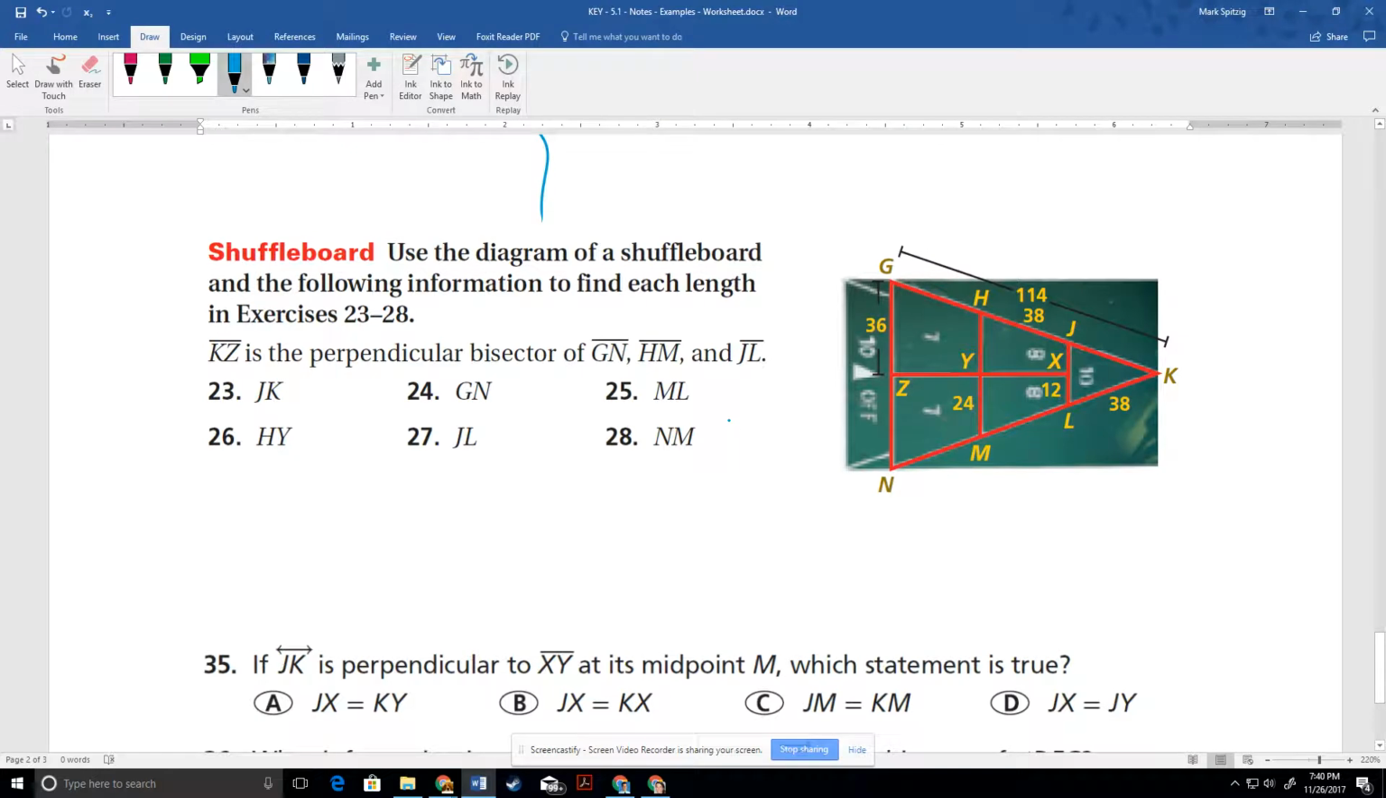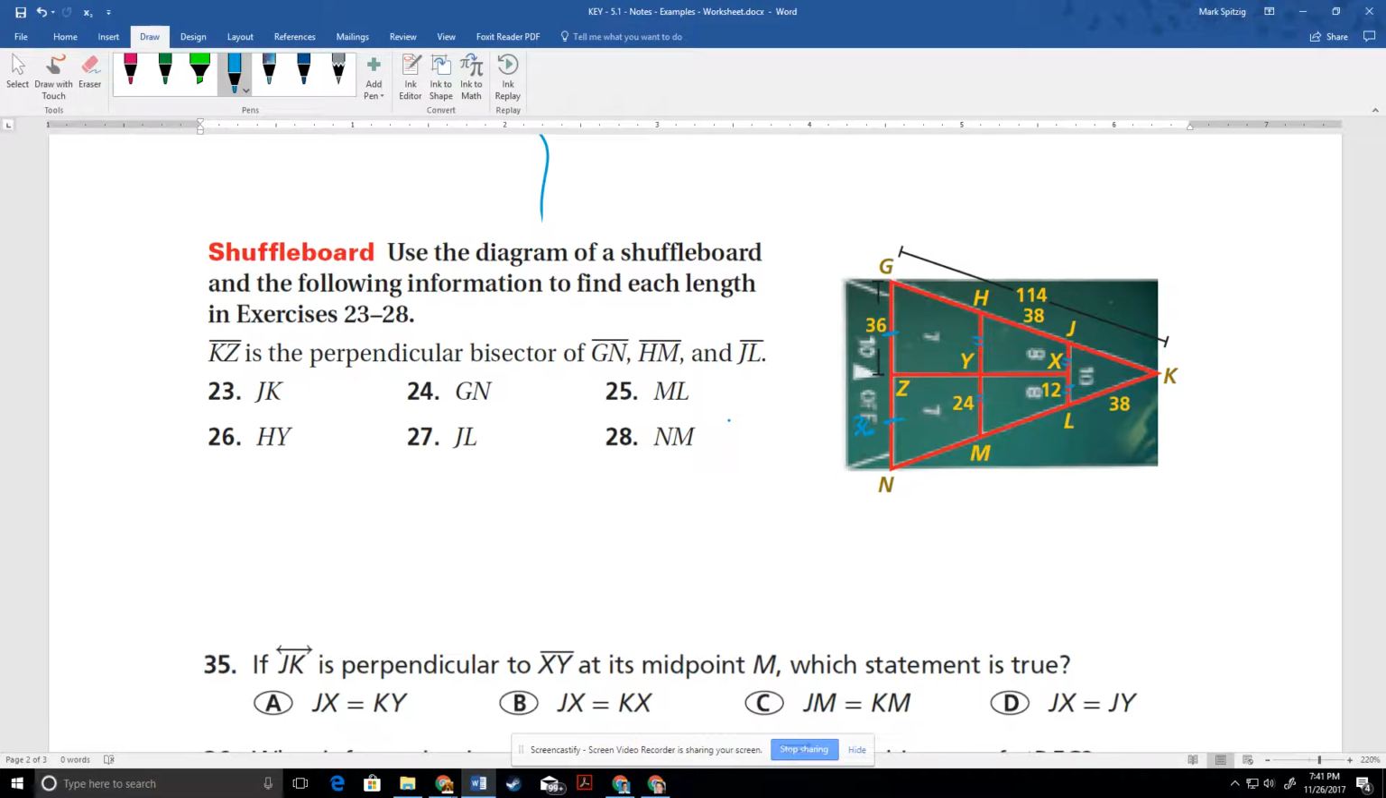All right, so given this diagram, this one's a little more complex. What we do know is that KZ, this line right here, is the perpendicular bisector of all of these, of here, here, and here, of GN, HM, and LJ, all of those. All right, so given what we know, that this is a perpendicular bisector, so that's got to be 36. We know that this is congruent to this. We know that this is congruent to this. All right, so here we go.